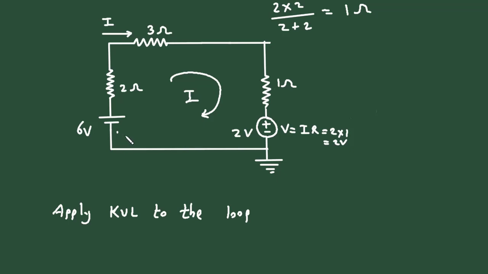So let's say we are starting from this point. So it will be minus 6, then this will be plus, minus, and plus, minus. So minus 6, then plus 2, plus 2I, then plus 3I, then plus 1I, then plus 2 is equal to 0.